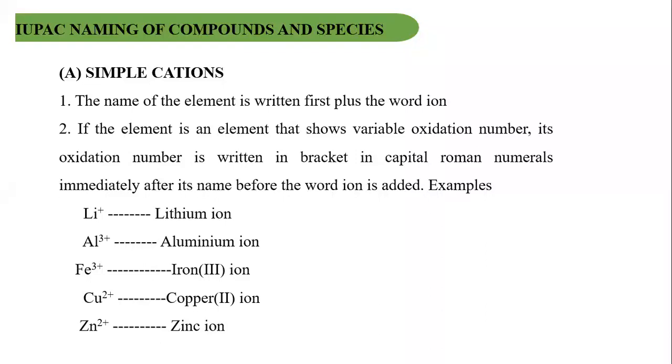Calcium is not an element that shows variable oxidation state. No, it doesn't show that. It has a fixed oxidation state. So there's no need putting 2 in brackets. No, it's just calcium ion. And like I said, I'll show you a table very soon that has those elements that show variable oxidation states, so that once you see them, you know how to approach their naming. But that's all for simple cations.